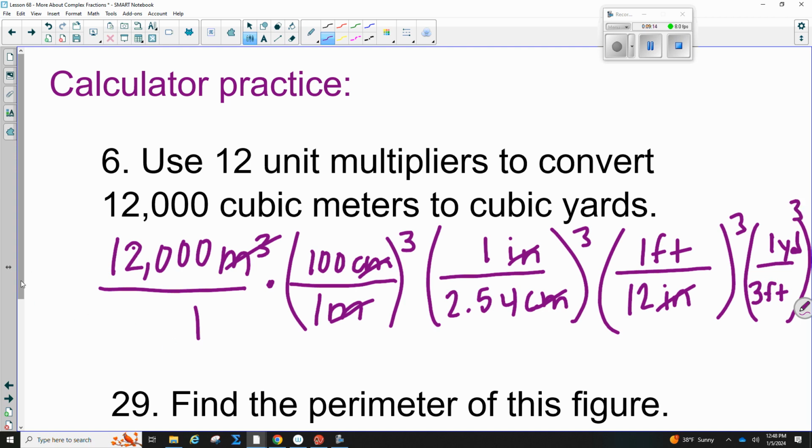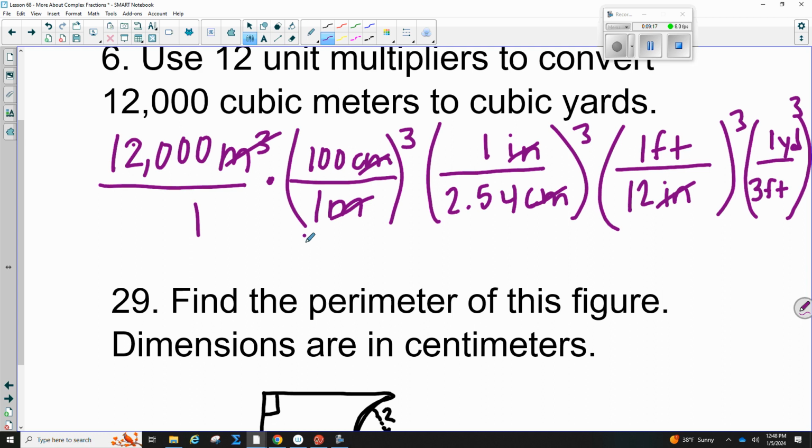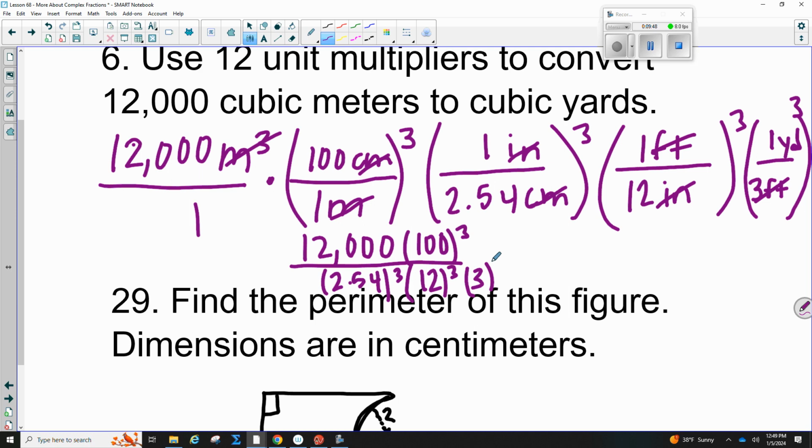All right, so we are going to write our answer. 12,000. Do I cube this number? No, you never cube that number. Times 100 cubed is in the top, and there's nothing else in the top that we need. Forgot, these feet cancel with these feet. All over, the denominator has 2.54 cubed, 12 cubed, and 3 cubed. And then my final answer needs yards cubed on it. That's what we're converting to.